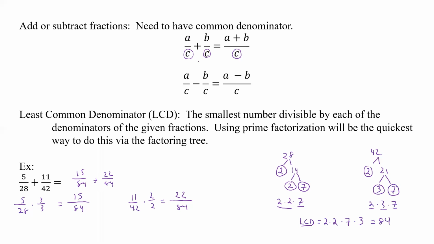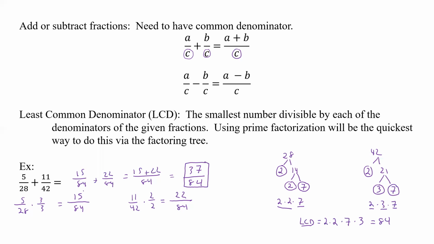We have a common denominator, so we just take a plus b. So we're going to take 15 plus 22 over 84. Well, 5 plus 2 is 7. 1 plus 2 is a 3, and that's over 84. Okay. Now, can we reduce that? I don't think so. That's as far as we can go on that one, I believe. And so that would be our final solution.